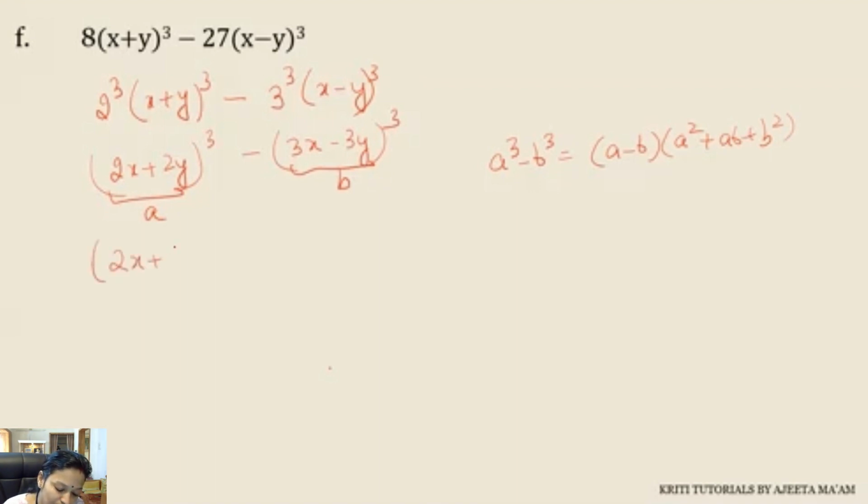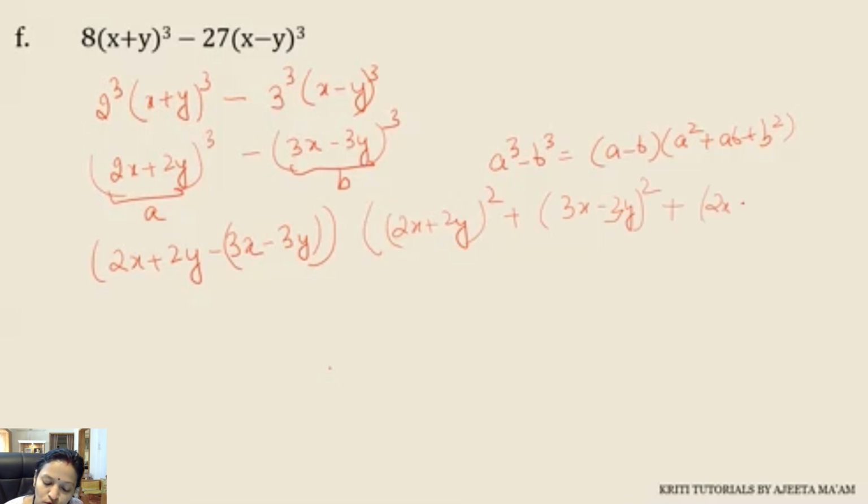So now let's do it. 2x plus 2y minus 3x, now again put it in brackets. It's better for you to avoid plus-minus confusion. We are not in a hurry. Okay, so let's make one more step. Now (2x plus 2y) the whole square, (3x minus 3y) the whole square, plus the multiplication of the two, (2x plus 2y) and (3x minus 3y). Let's check. Is it clear to all?